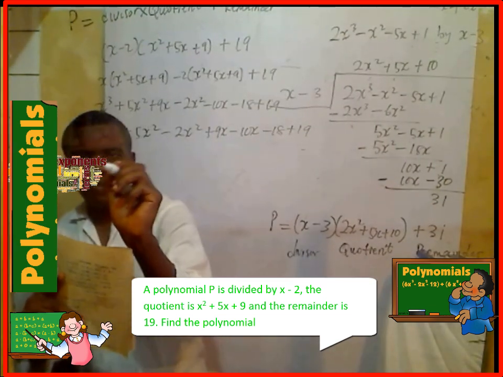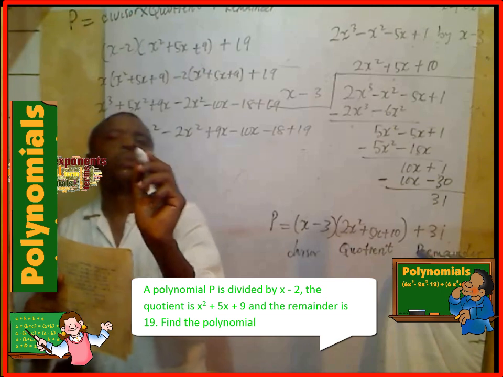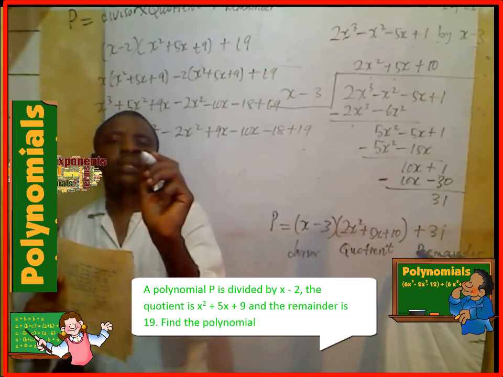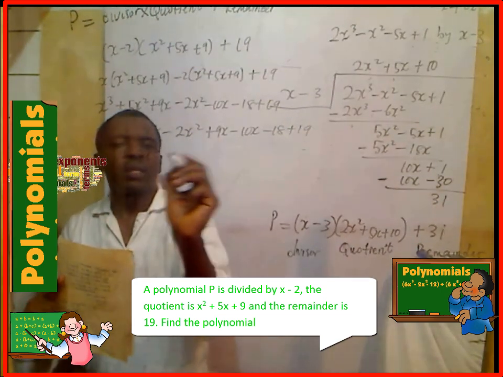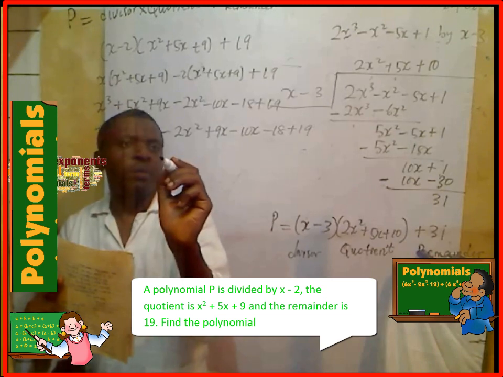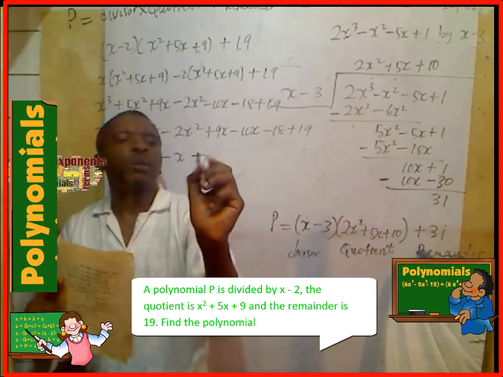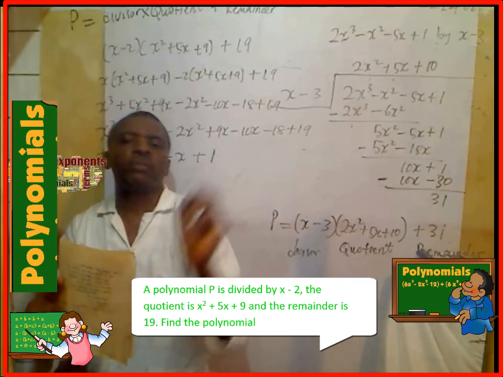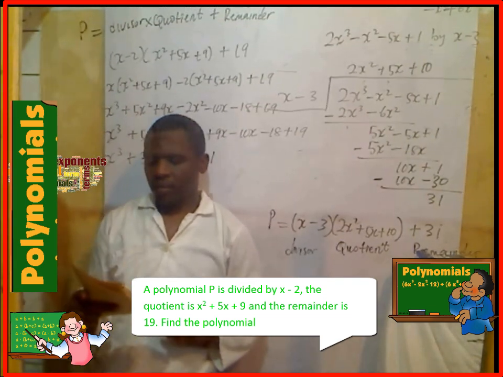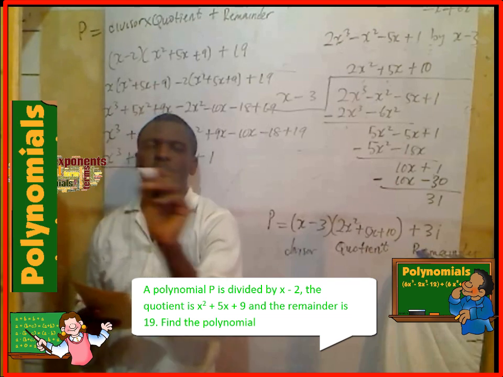Let's simplify. x cubed plus 3x squared minus x plus 1. So this is the polynomial.